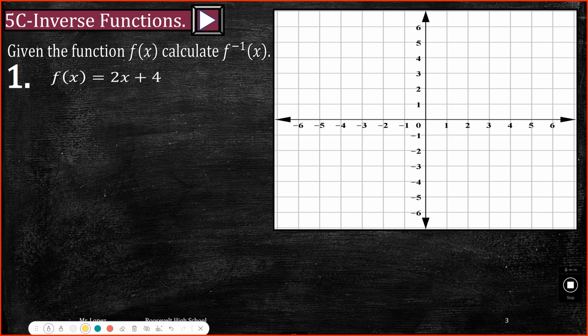Last lesson before we take that test. Go ahead and copy this down.